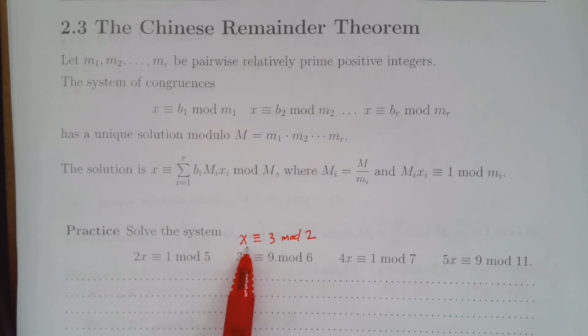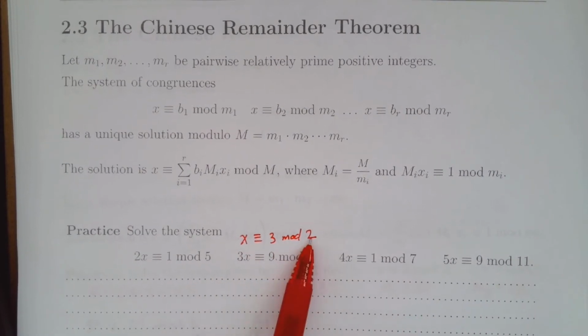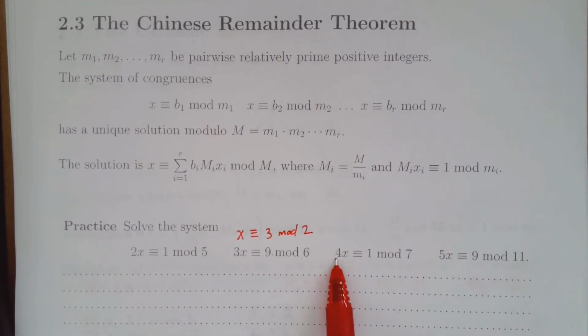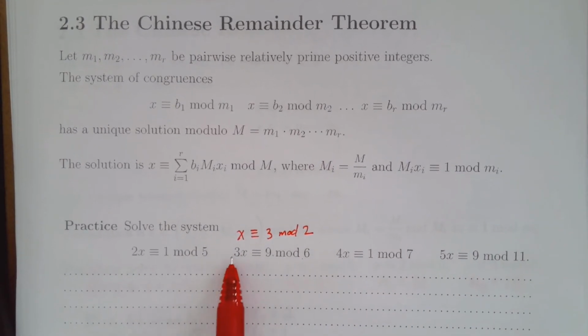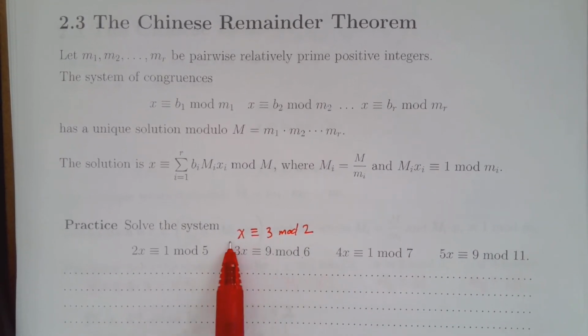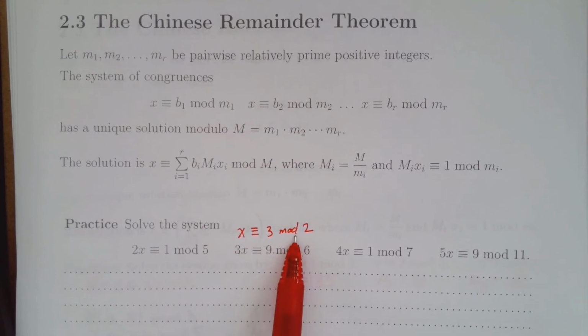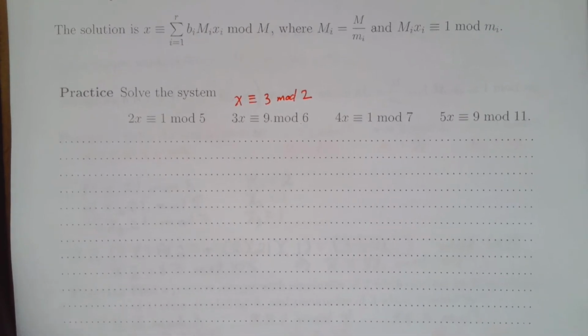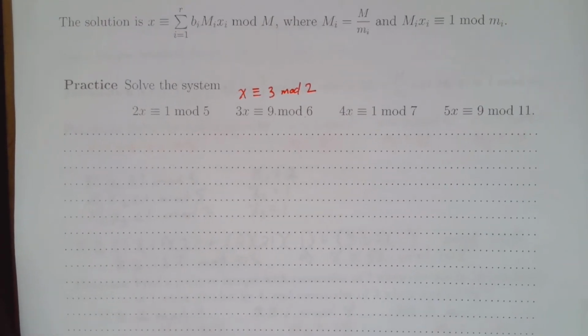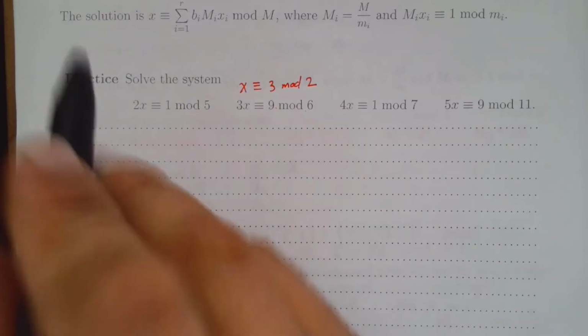I have x is congruent to 3 mod 2, right? And over here, 4, 1, and 7, no. 5, 9, and 11, no. So this 3x congruent to 9 mod 6, we've already converted. So that's good. The conversion for the others involves using multiplicative inverses.